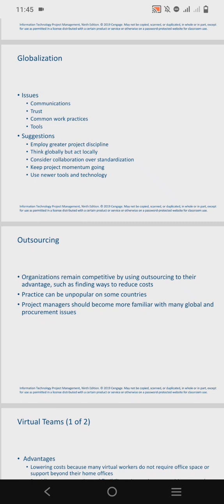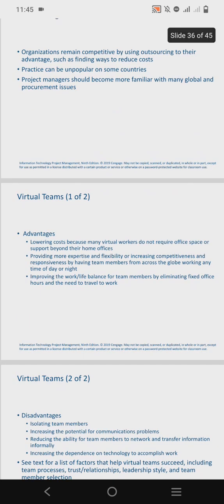Okay, so there are advantages and disadvantages of virtual teams. The advantages are that having a virtual team incurs lower costs because office space is not required. All you need is internet and a computer, and you can work from anywhere, even from your home. And because you are working with different people from across the globe, you are provided with more expertise.